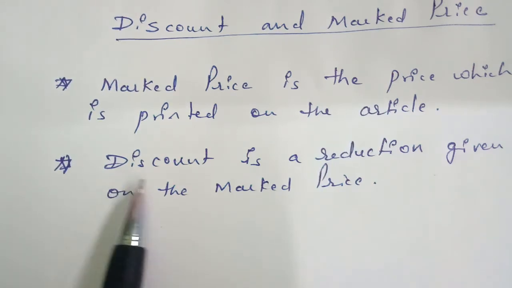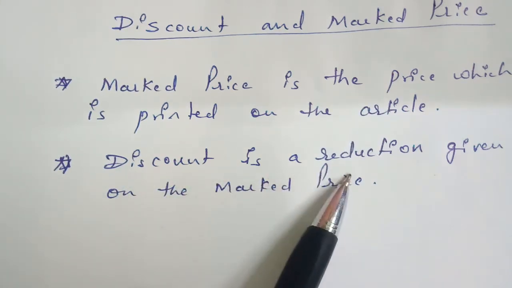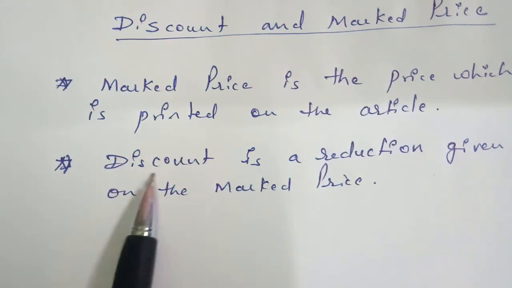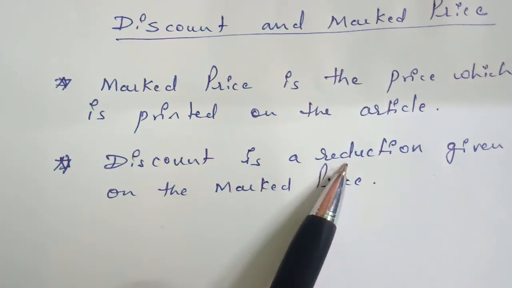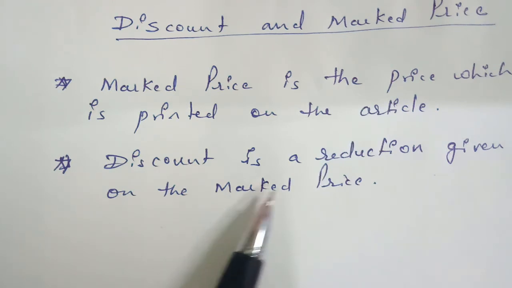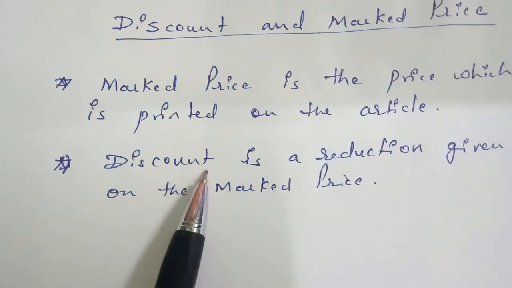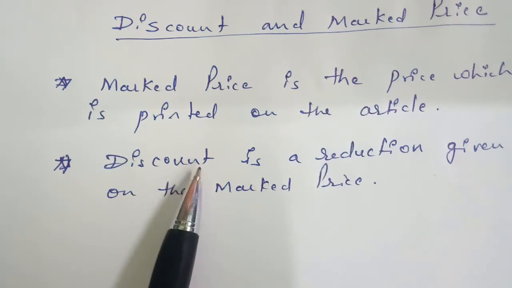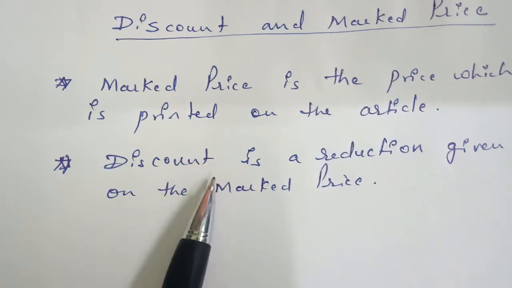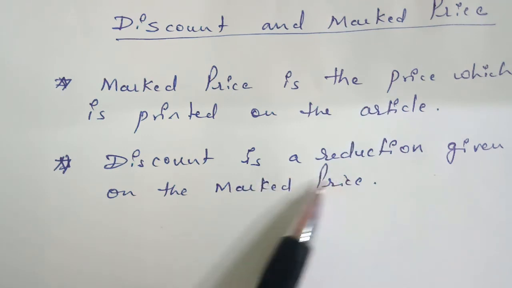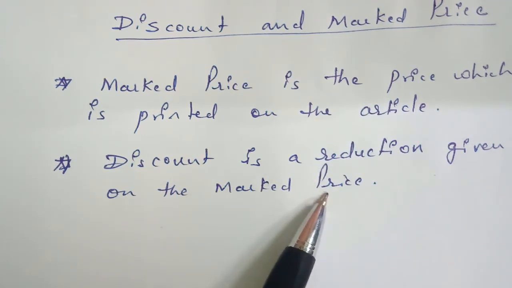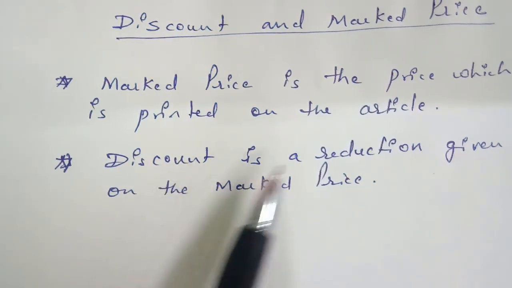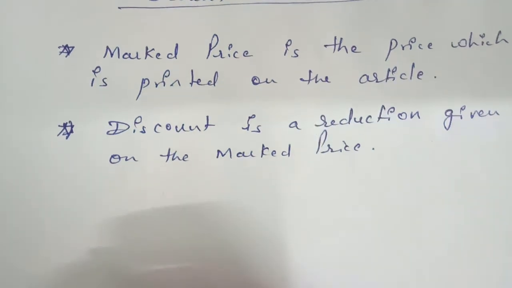Now come to discount. What is discount? Discount is a reduction given on the market price. Whatever reduction the shopkeeper gives you on that market price is called discount. Mostly shopkeepers say that we will give 10% discount, 15% discount on the market price of that article. So that is called discount.